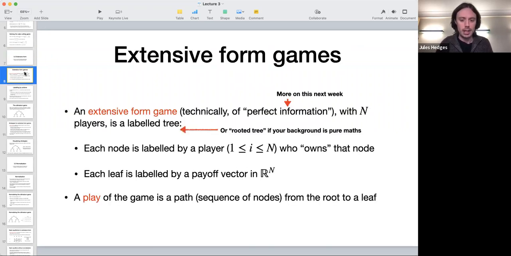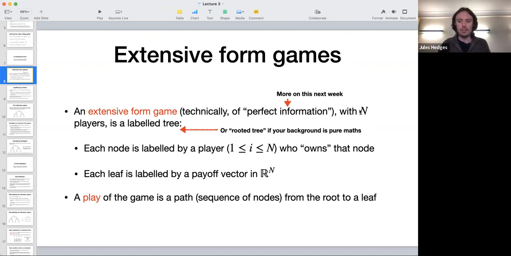So now I have to hit you with a few slides of big definitions. An extensive form game is going to be a tree together with a bunch of labels carrying extra information. Technically this is a thing called an extensive form game of perfect information, but you can ignore that last part until next week, when we'll talk about extensive form games without perfect information.